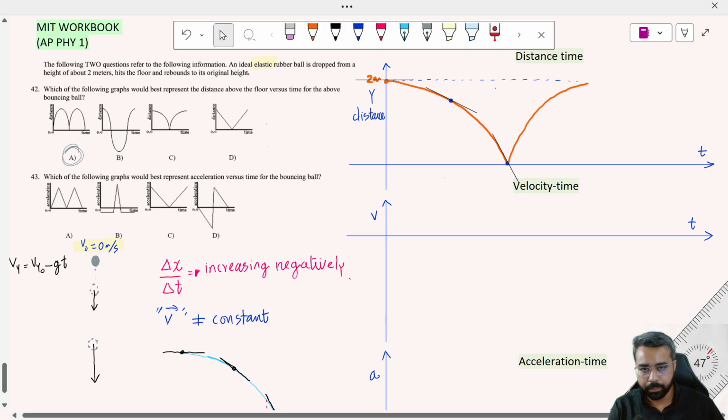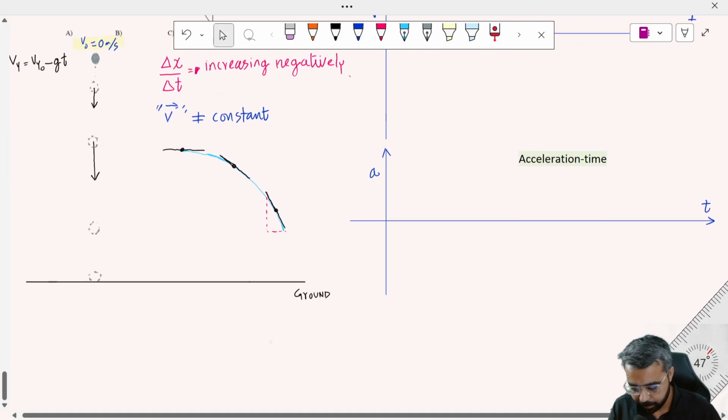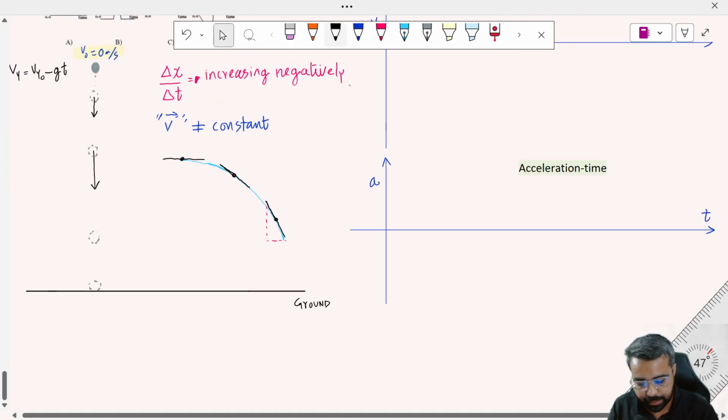So students, now we will find out what should be the acceleration time graph. Like I told you when I was explaining this diagram, this is the free fall motion and acceleration is negative g. So acceleration is negative g.